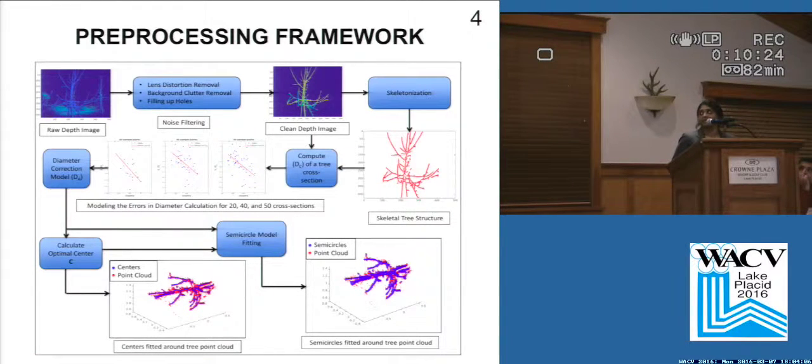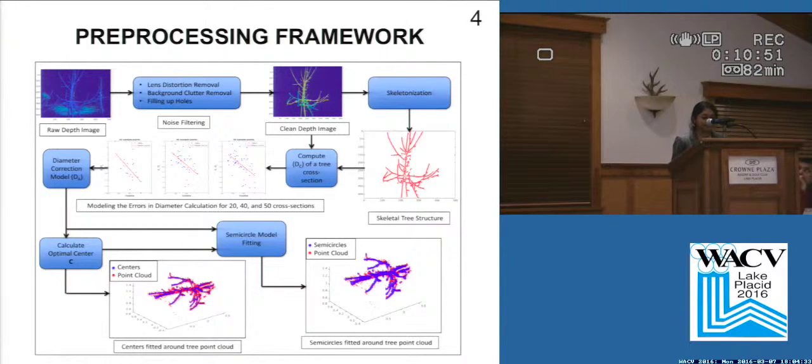So the algorithm has several layers. This is the first layer, the pre-processing framework. Here we basically create semicircle fitted models of each depth image of the tree. We are using several depth images, so we do this for all of them. We start with a raw depth image. To get quality results, we need to clean it. So we filter the background noise, and we apply noise removal and lens distortion removal.